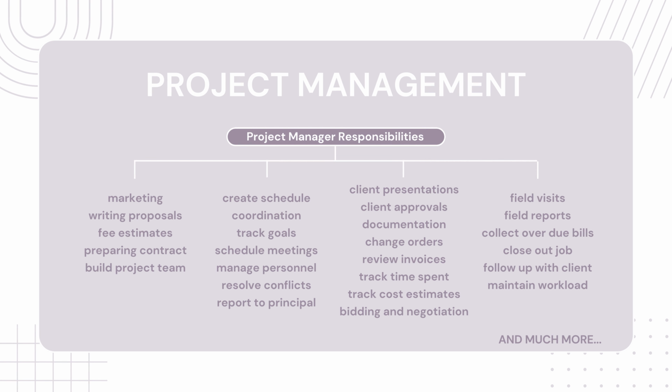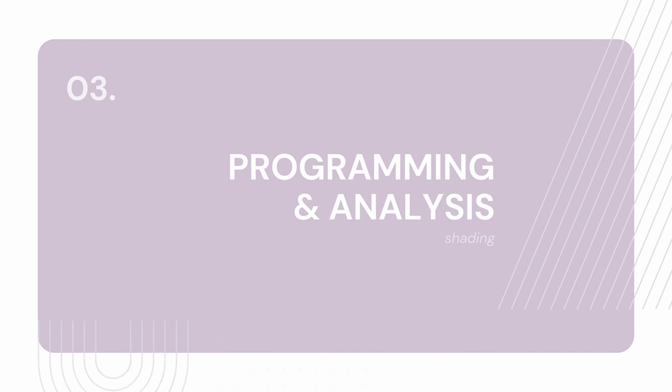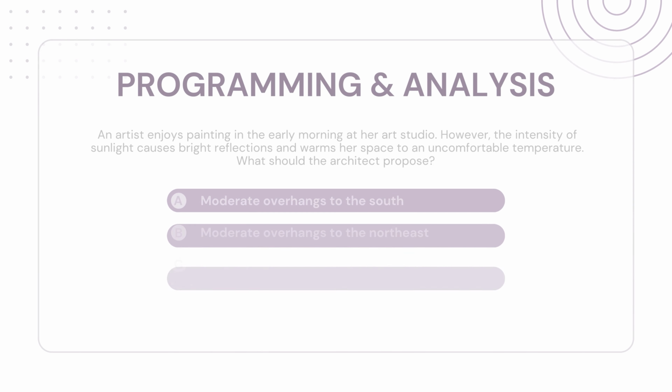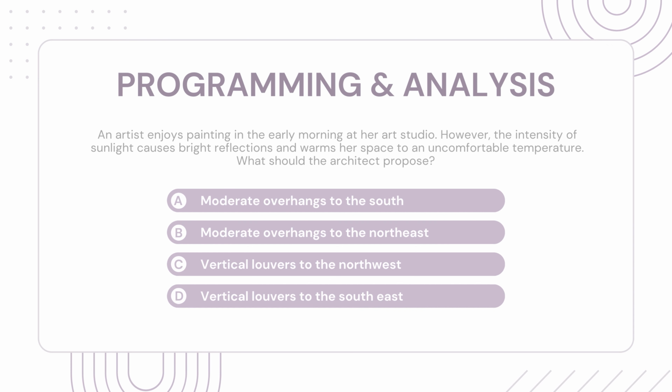with the client's budget. Our programming and analysis question is, an artist enjoys painting in the early morning at her art studio. However, the intensity of sunlight causes bright reflections and warms her space to an uncomfortable temperature. What should the architect propose? Moderate overhangs to the south, moderate overhangs to the northeast, vertical louvers to the northwest, or vertical louvers to the southeast? Pause here to answer.